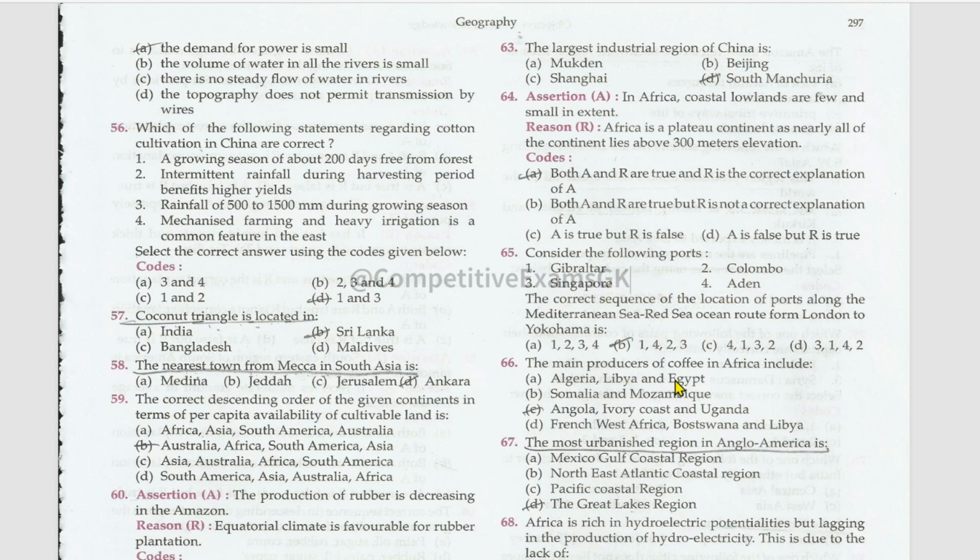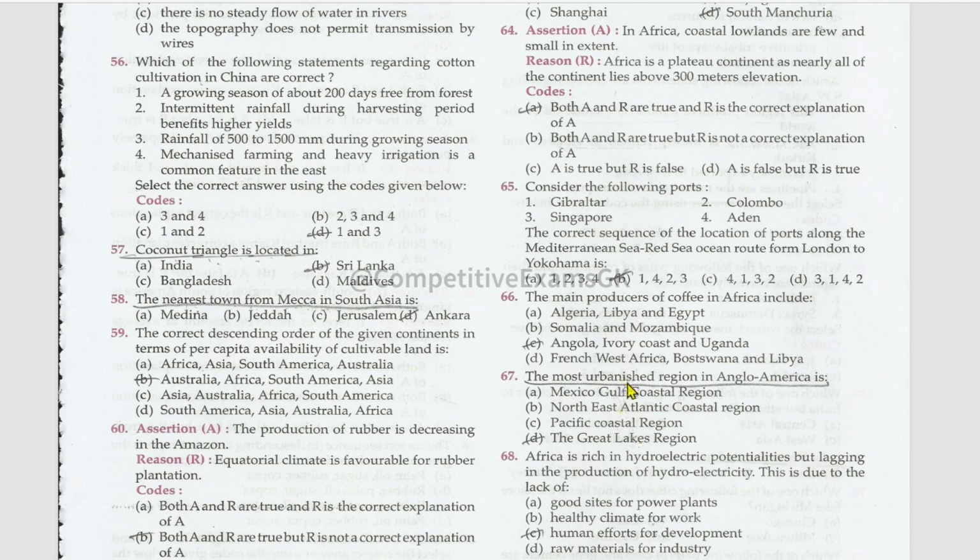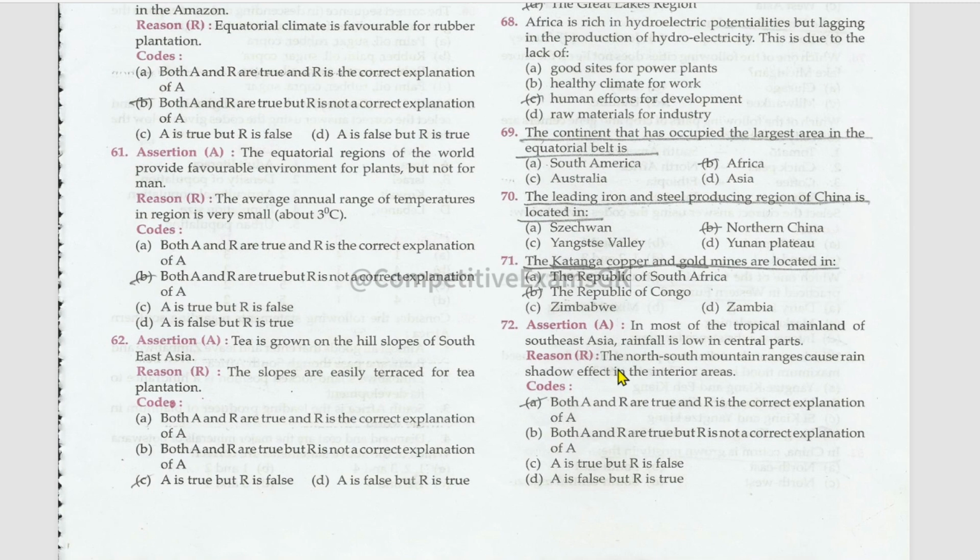The main producers of coffee in Africa include Angola, Ivory Coast, and Uganda. The most urbanized region in Anglo-America is the Great Lakes region. Africa is rich in hydroelectric potentialities but lagging in the production of hydroelectricity. This is due to the lack of human efforts for development.